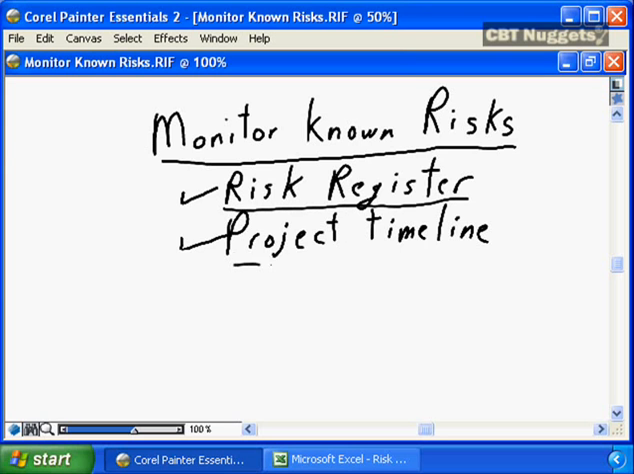The key item that we need to be aware of is the project timeline. We can't deal with all of the risks because there's simply too much to manage at one point in time, so we need to focus on the project timeline and deal with the risks that are immediate to our project, and let the risks that are further out in the timeline wait until they become more urgent, more pressing to our project.